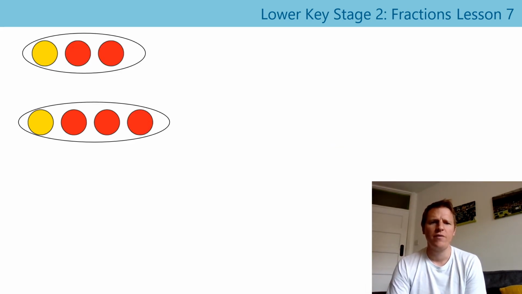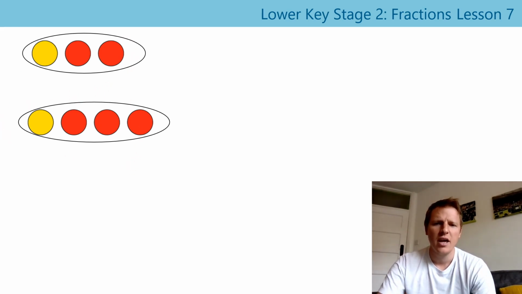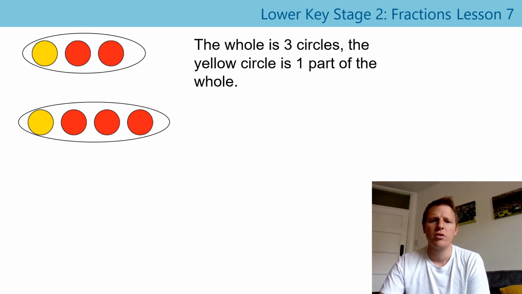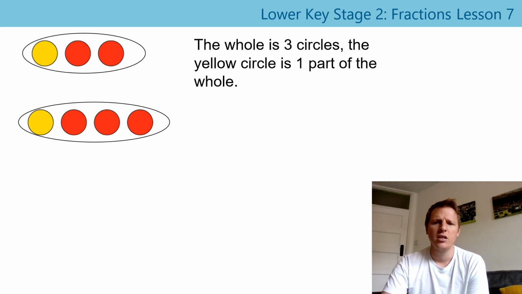Okay, so I really want to focus just on those last 2 images of the previous example. We have the example where the whole is 3 counters and the example where the whole is 4 counters. Let's look at that in some more detail. The first one, we said the whole is 3 circles. The yellow part is 1 part of the whole. What do you think our sentence would be for the second image? See if you can say it out loud before I show you.